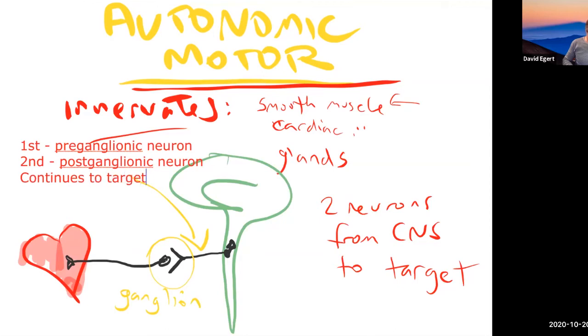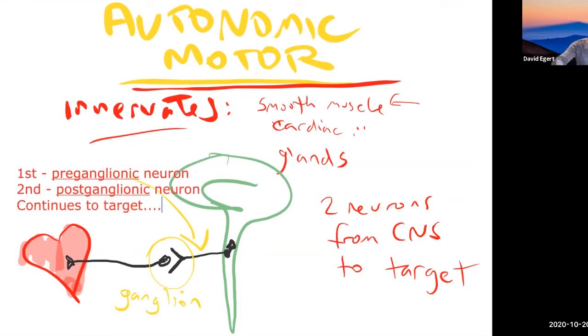So in both cases, sympathetic and parasympathetic, there's going to be two neurons, a pre-ganglionic neuron and a post-ganglionic neuron. But there's going to be differences in how this is all connected up and what kind of neurotransmitters are involved. So that is what we're going to talk about now.